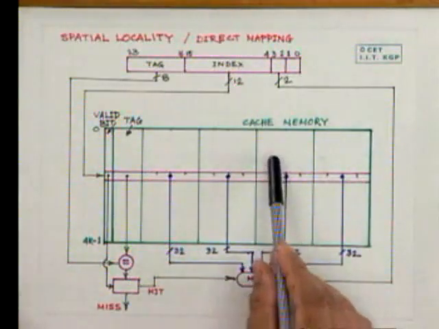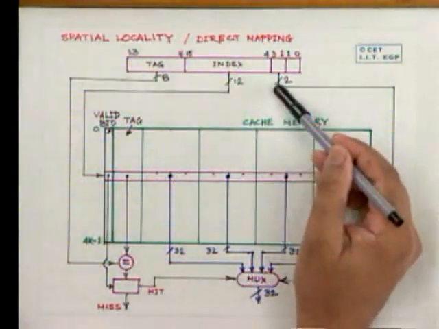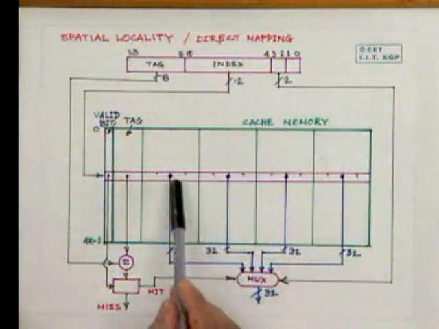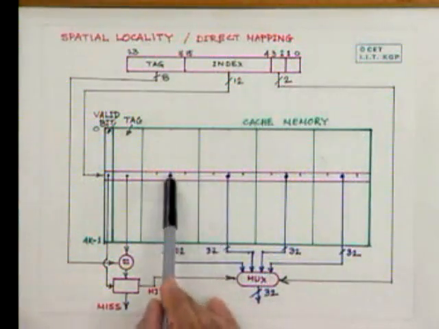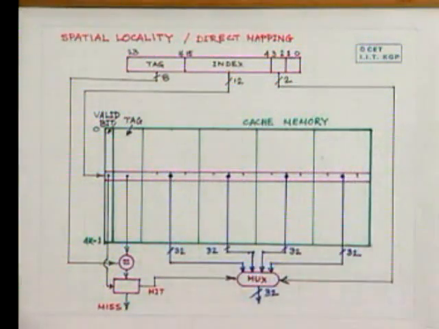Now the question naturally arises: how much should the total block size be that is transferred between the main memory and the cache memory to have a good efficiency? We'll come to that discussion a bit later.